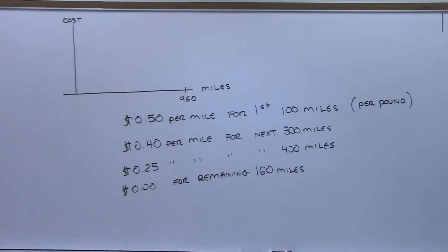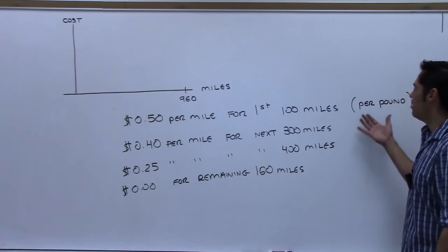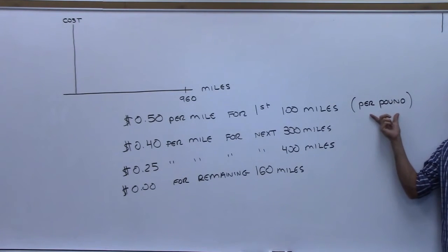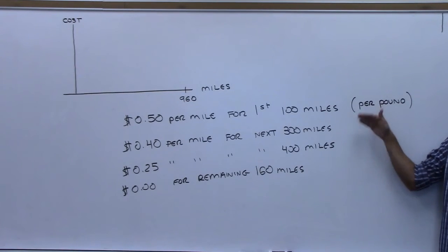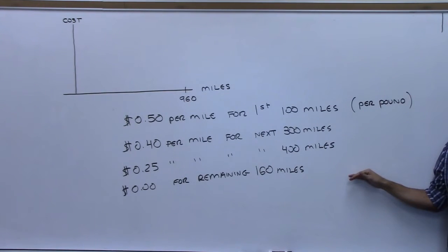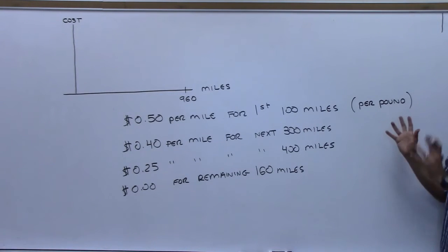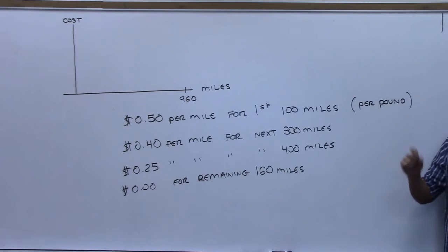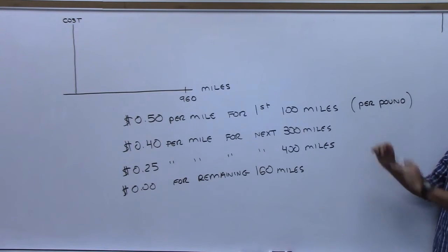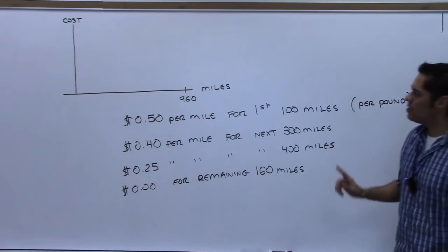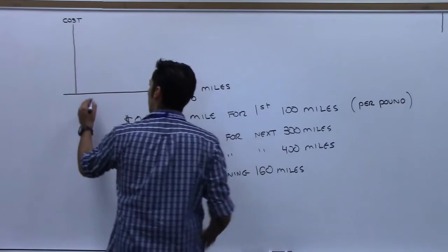So how much is it going to cost us? And see, here's the thing. We don't know how many pounds we're shipping right now, right? This is all per pound, right? So let's just say, for the sake of just getting our heads around the problem, that we're shipping 1 pound. So that way this will be easy math to begin with. How much is it going to cost us for the first 100 miles?